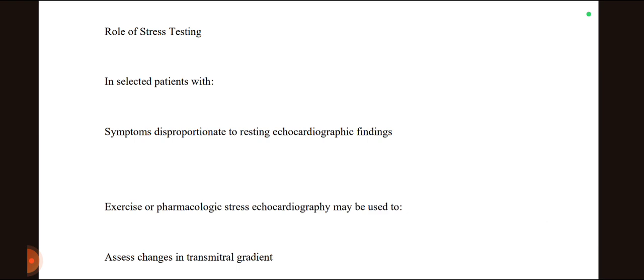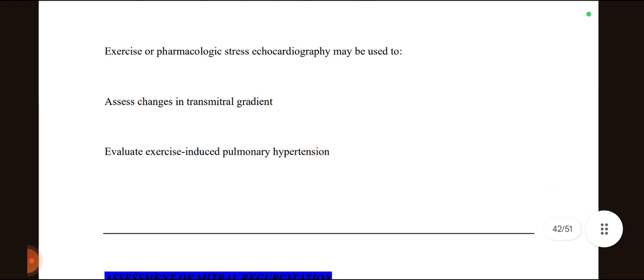So role of stress testing क्या है यहाँ पर? In selected patients with symptoms disproportionate to resting echocardiographic findings हम लोग stress testing करा सकते हैं. Exercise or pharmacologic stress echocardiography may be used to assess the changes in transmitral gradient and evaluate exercise-induced pulmonary hypertension.